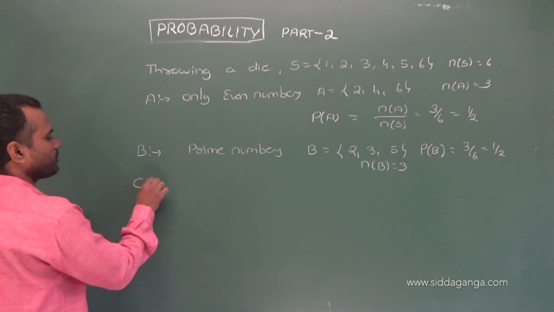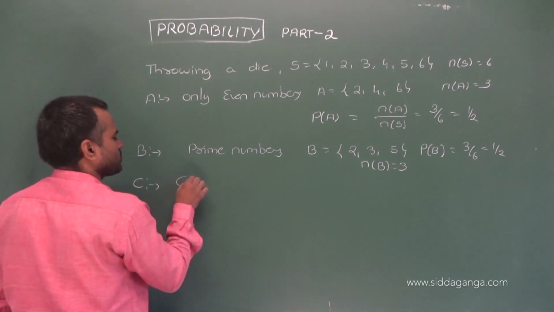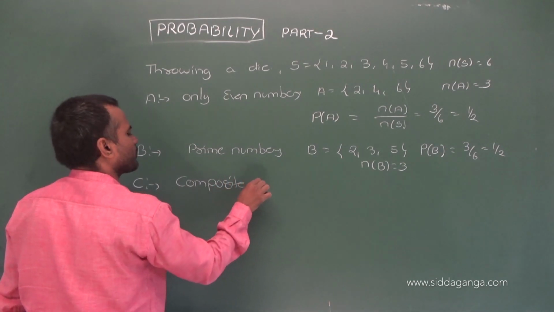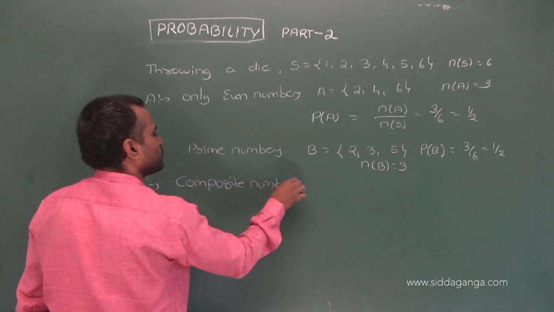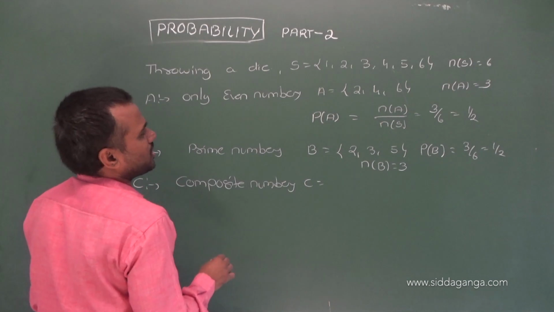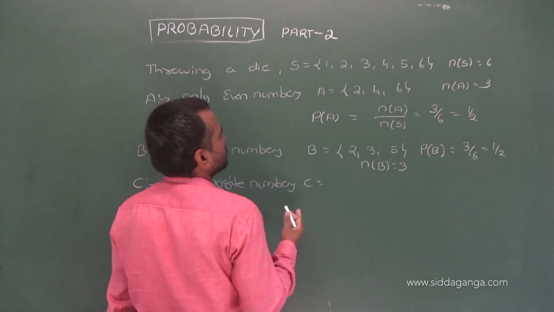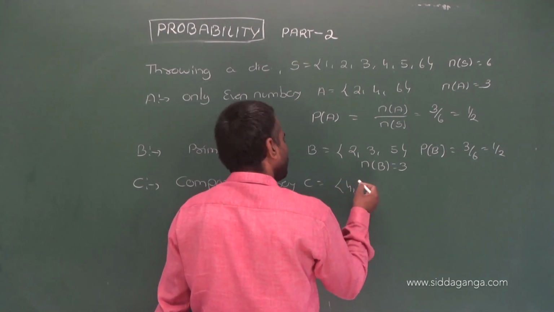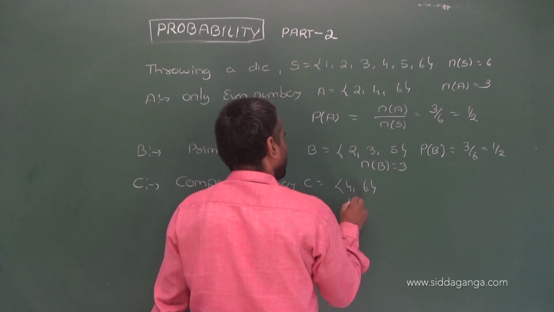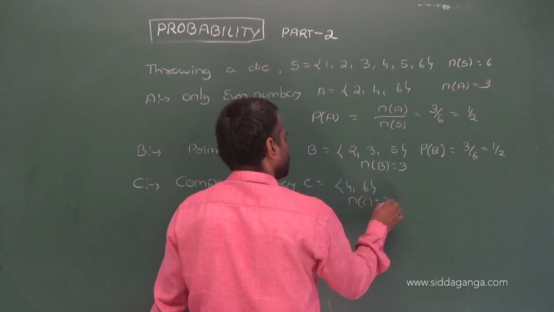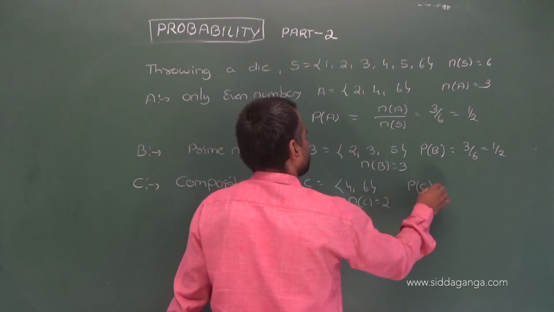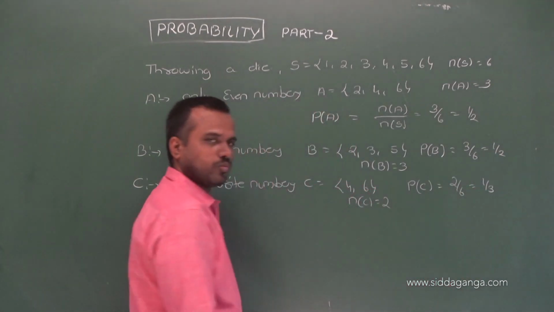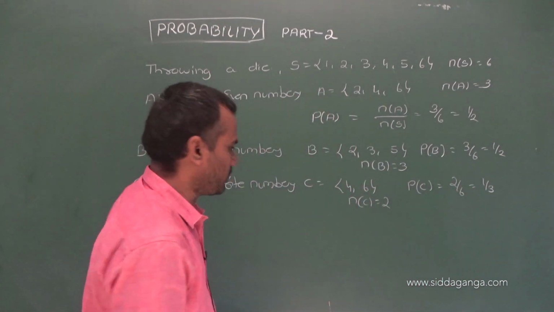Then C, composite numbers. What are those composite numbers? 1 is not there, 2 is not there, 3 is not there, 4 yes, 5 no, 6 yes. N of C is 2. Probability of C is 2 divided by 6. Answer is 1 by 3.